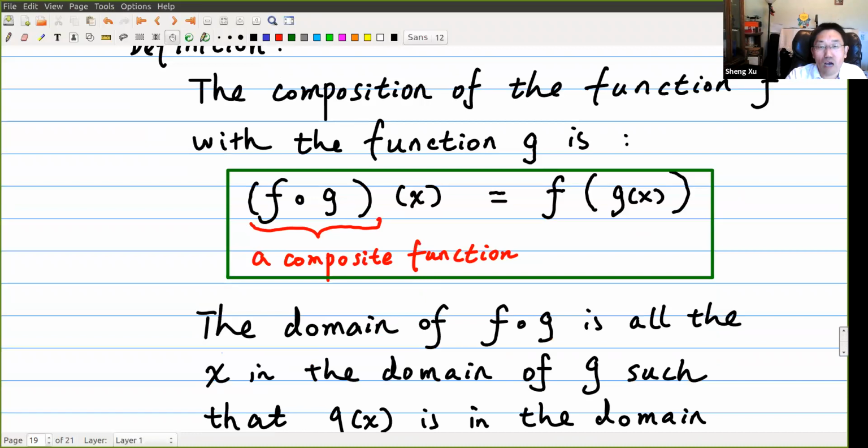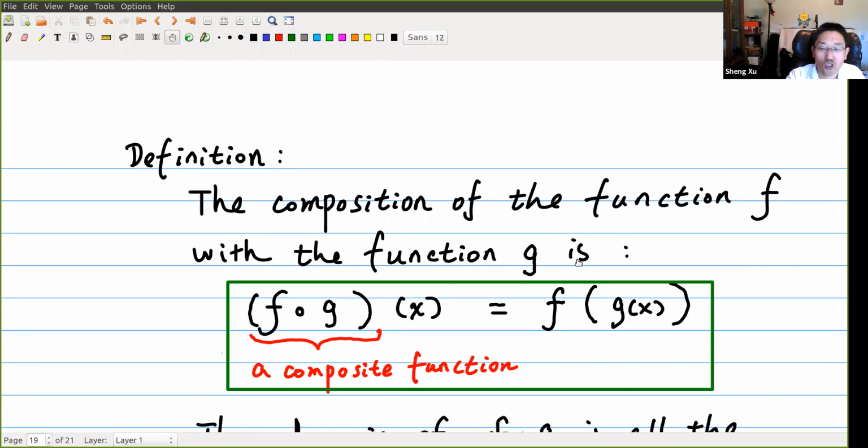So now you can understand this definition very well, right? The composition of the function f with the function g is written with an open circle. It means f composite g of x. So it's a new function, which is f of g(x), okay?